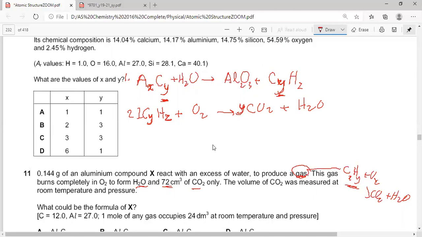Now they say the volume here is equal to 72 cm cubed. I want to find how many moles this is and how much mass this is. The number of moles, remember, is at room temperature and pressure.